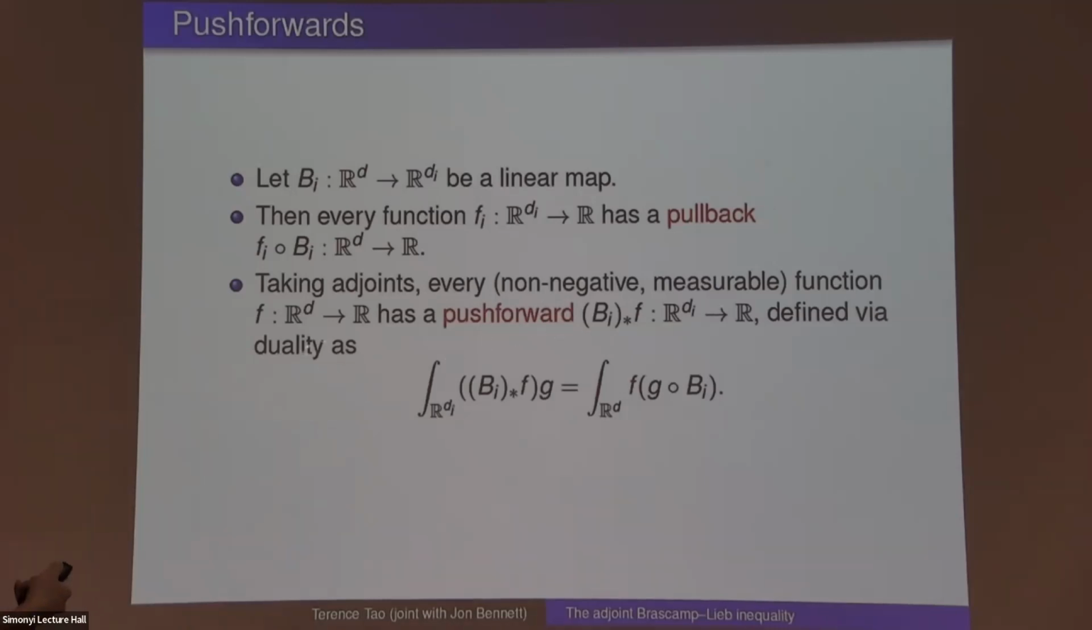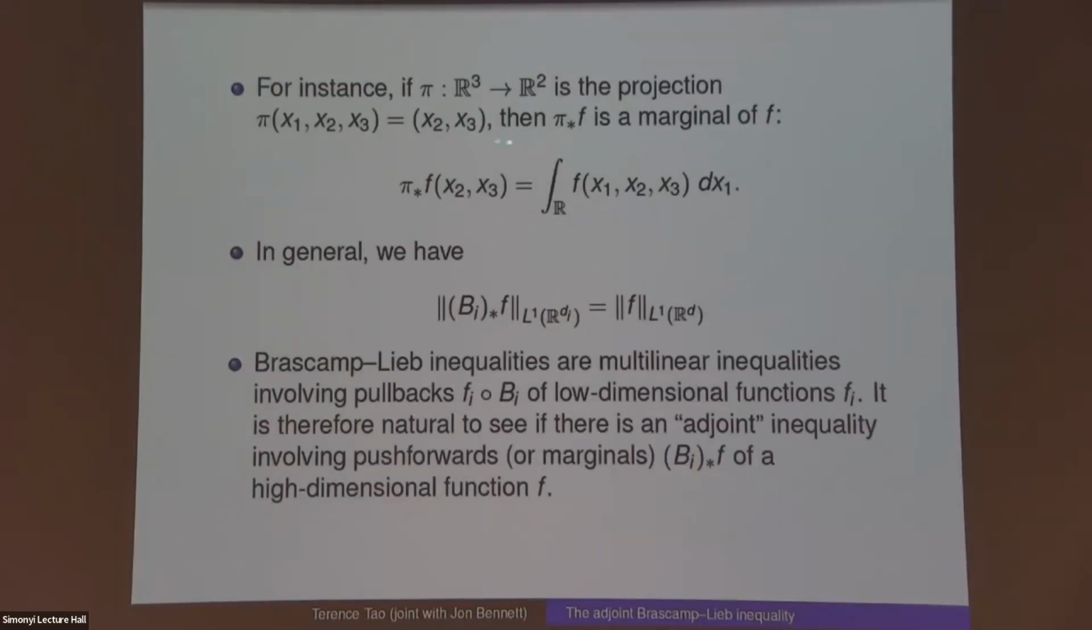Let's say, for simplicity, that we deal with non-negative measurable functions, and you can just define it to be the adjoint. It's whatever function which, when you test it against any function on the small space, is the same as testing your function f against the pullback function. By abstract nonsense, this thing exists. And because these are linear maps, there are explicit formulas for this. Just to give one very simple example, if you take a projection from R^3 to R^2, which is just projecting out the x1 coordinate, then the push forward of a three-dimensional function under this map is just integration over the variable in the kernel. So this is basically just integrating out the kernel of the linear map.